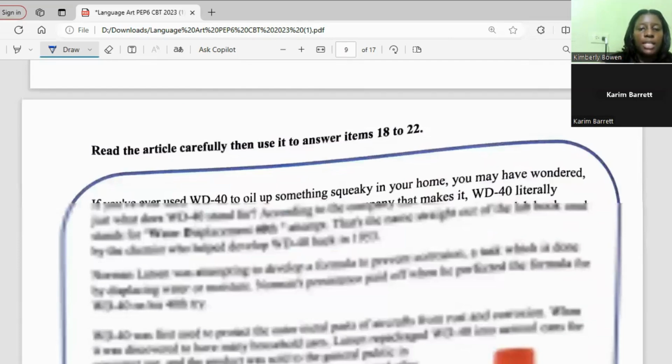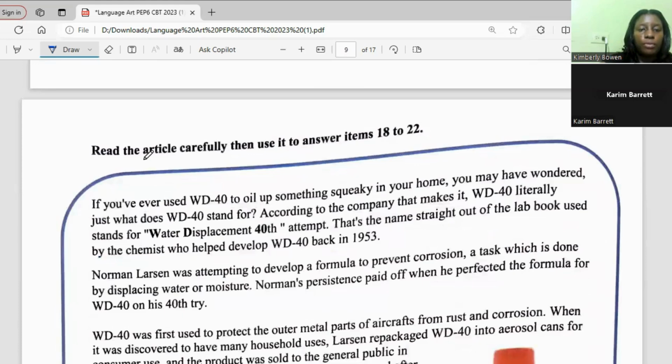And let's look at the article. The article will be used to answer items 18 to 22.